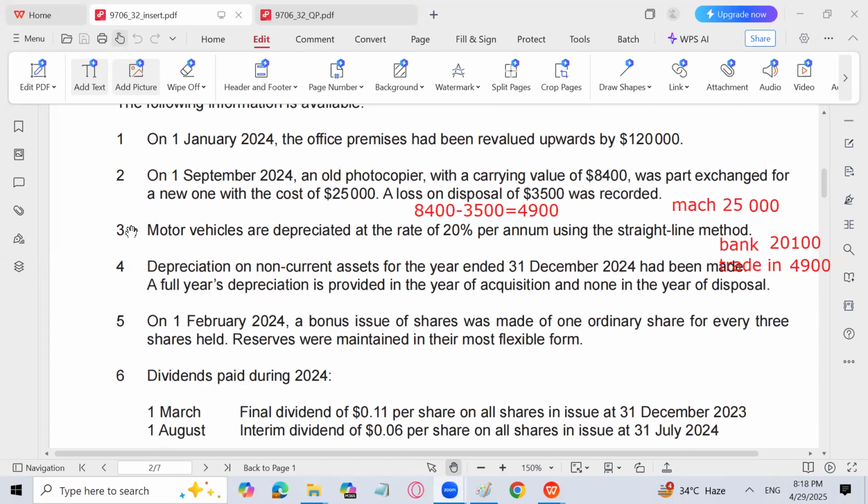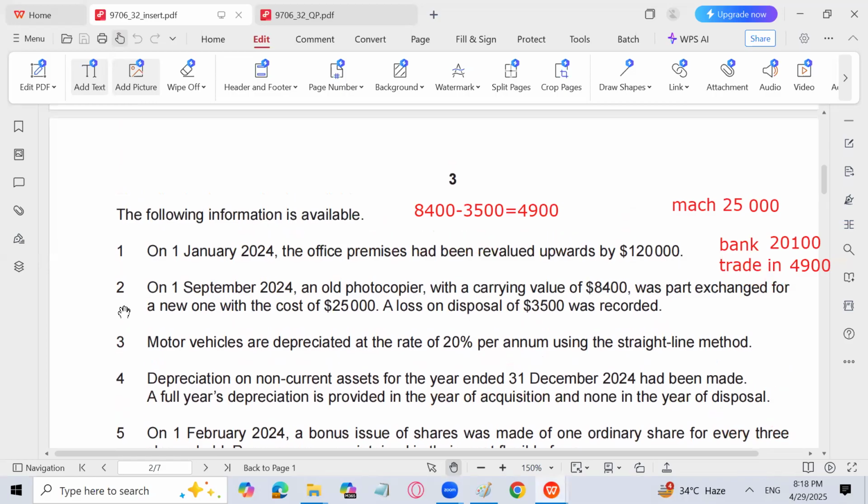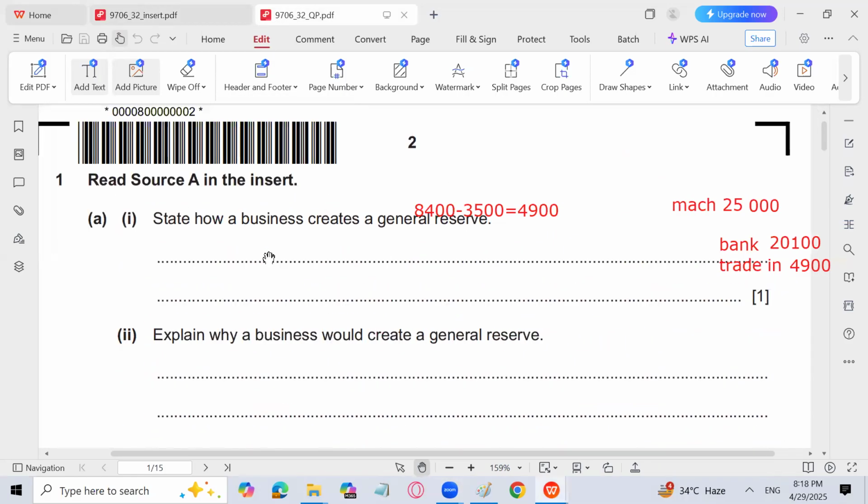नेक्स्ट कहता है जी हमें कि हमें क्वेश्चन में क्या रिक्वायरमेंट है, हम उधर चलते हैं. Requirement: state how a business creates a general reserve. Obviously we took out some amount from the retained earnings, right, and we put that amount in the general reserve. So this is how we create general reserve. Decrease in retained earnings and it will be added in general reserve.